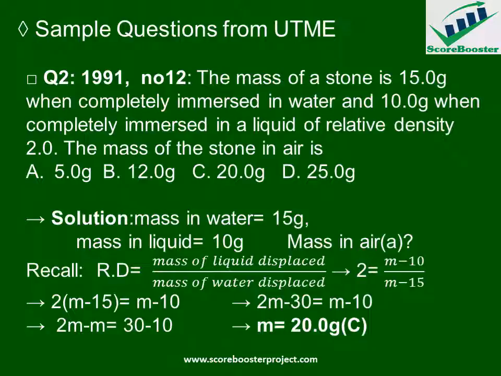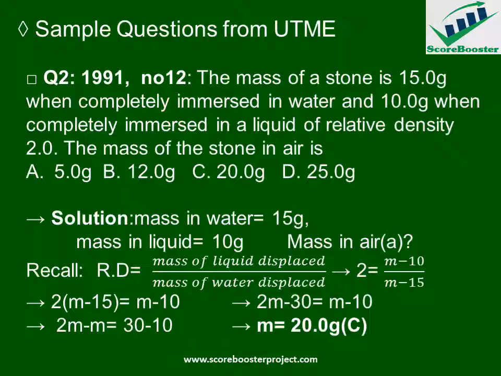Then we have to recall that the relative density equals mass of liquid displaced over mass of water displaced, and that will give us the RD, relative density, is 2, which is equal to mass of liquid displaced, which will be the mass of the object in air minus mass in liquid, then over mass of water displaced, which will be the mass of object in air minus mass of object in water.